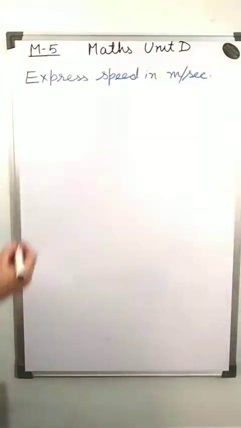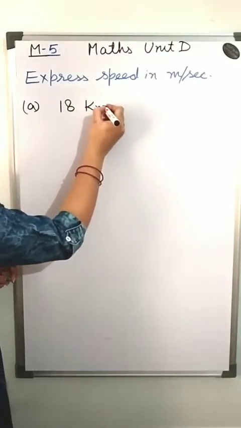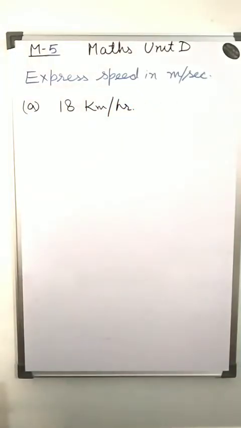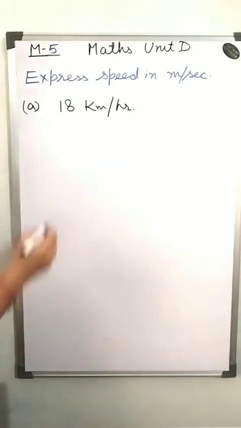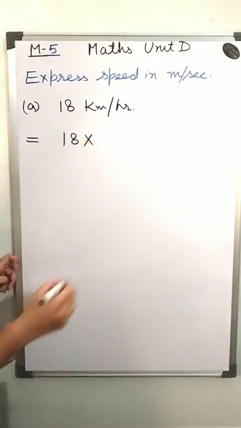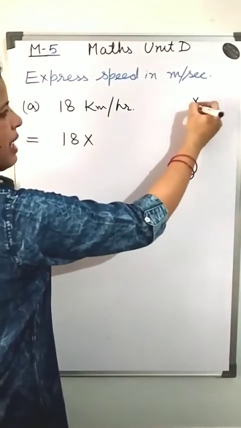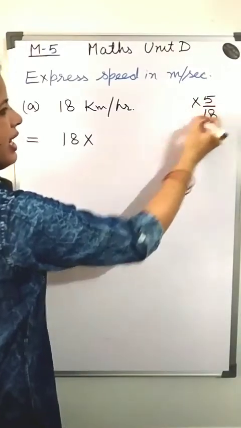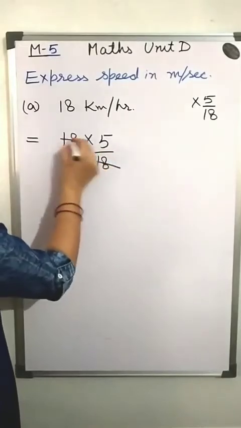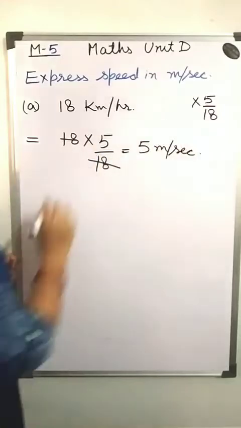Now the question is 18 kilometer per hour. This time you have to convert this speed into meter per second. According to the same thing, whenever you want to convert kilometer per hour to meter per second, you multiply the number by 5 upon 18 directly. If I multiply this directly, the answer is 5 meter per second. This is one way.